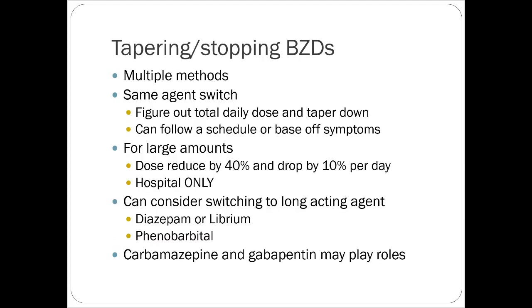All right, tapering and stopping benzodiazepines, lots of methods to do this. I'm not going to test you on these specifically, but just for the record, you can figure out your total daily dose, switch to a long-acting agent, and then just taper down. That's a very simple way to do it. If somebody is going to be admitted, so let's say somebody has a significant substance abuse problem with mental illness, you can dose reduce them. You can figure out how much they're taking a day, reduce the dose by 40%, and drop it by 10% each day. This is a hospital-only protocol.